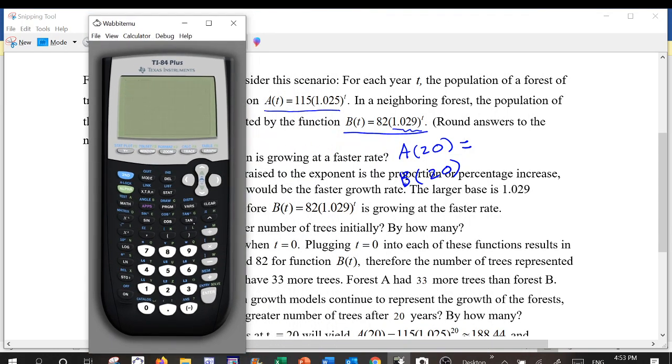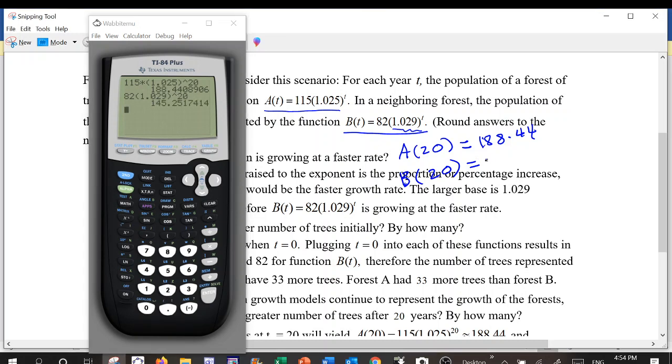So A of 20 is 115 times parentheses 1.025 to the power of 20, and that would be about 188.44. And then B is 82, and then you just put parentheses, meaning times, right? And then 1.029 to the power of 20.